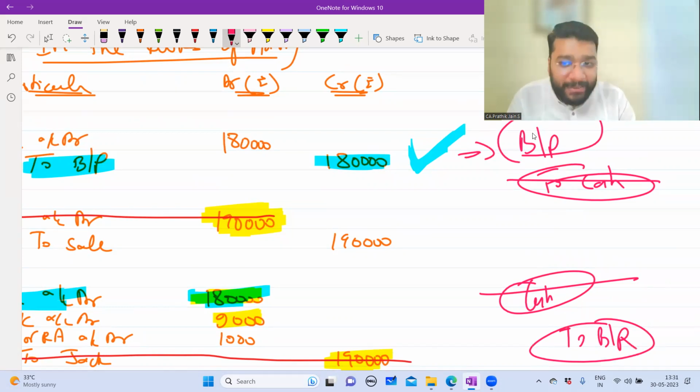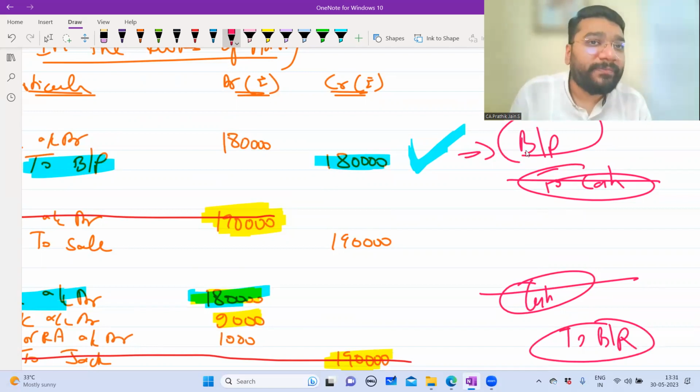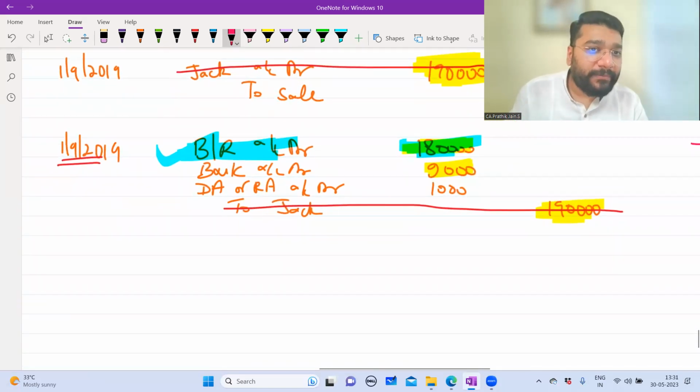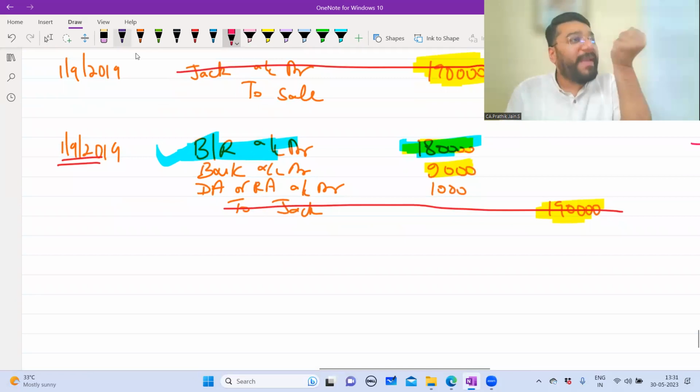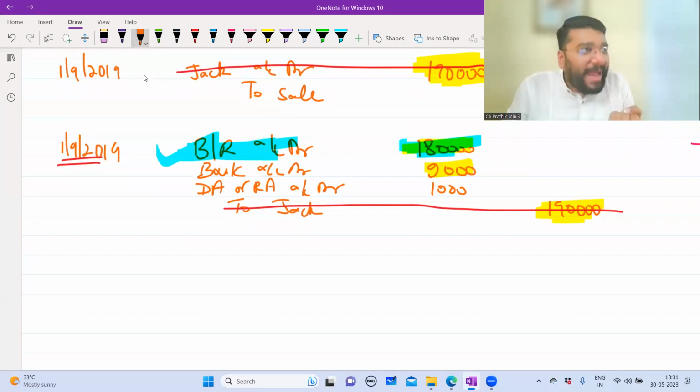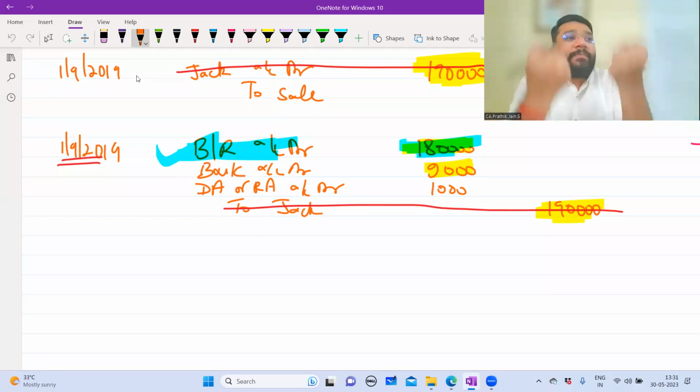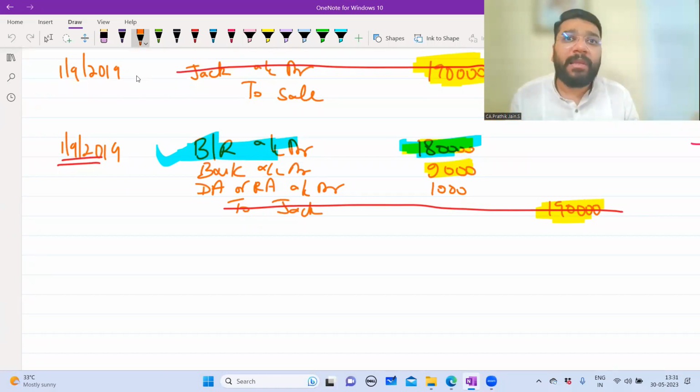So what will I do? I'll directly pass it. I'll cancel the bills payable ledger and the bills receivable ledger. On which date? On the same date. On the same date when I received the bill from Jack, I had my bill in my hand. So on that day itself, I got to know that I have to make payment to myself. So on that day itself, I'll knock off the bills payable and bills receivable entry.